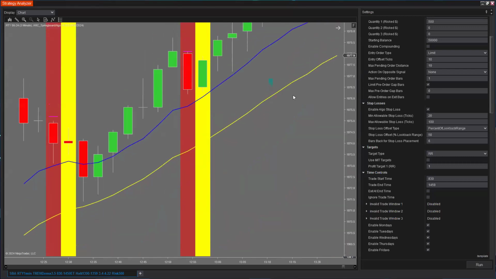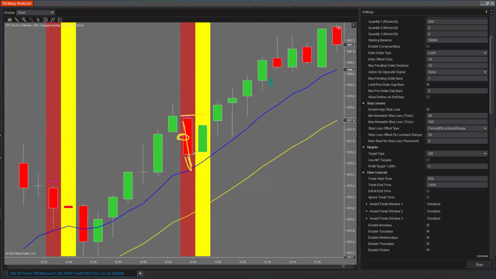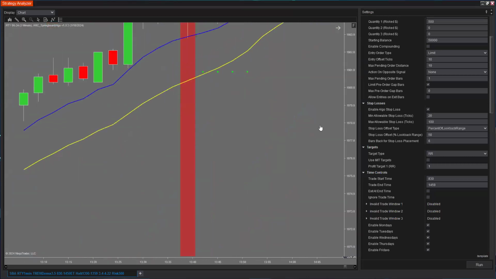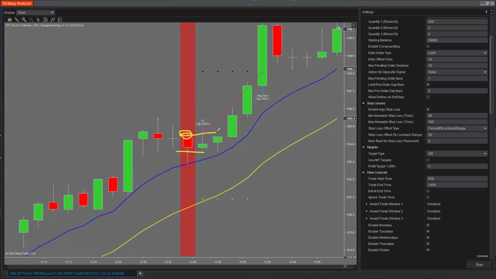Here's another example. The short was triggered here. The limit is right here, and it did not trigger. It went 10 ticks this way and then went up, so it canceled the trade. Then we had this one, and the break was here on this candle, it put in the limit order, it got in. Unfortunately, this one got stopped out. But that's just an example of what it looks like.